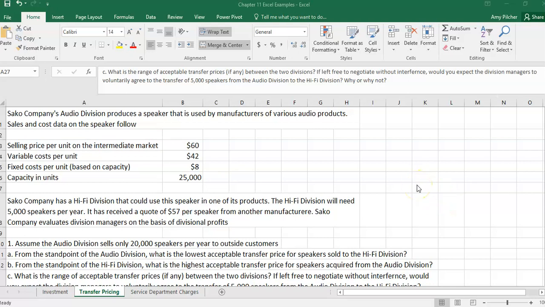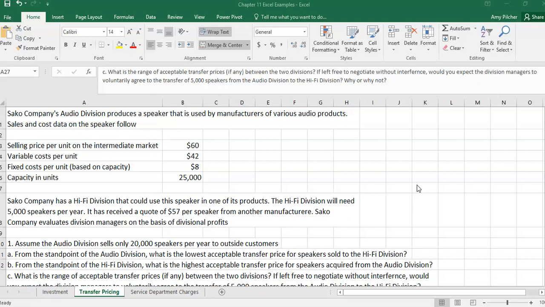In this example, we're going to talk about transfer pricing. If you remember from the Chapter 11 lecture and chapter readings, how minimum transfer price is determined depends on the amount of capacity, the variable and fixed costs, the market price, and the different options that we have within the organization. So we have information here about a company's audio division that produces a speaker.